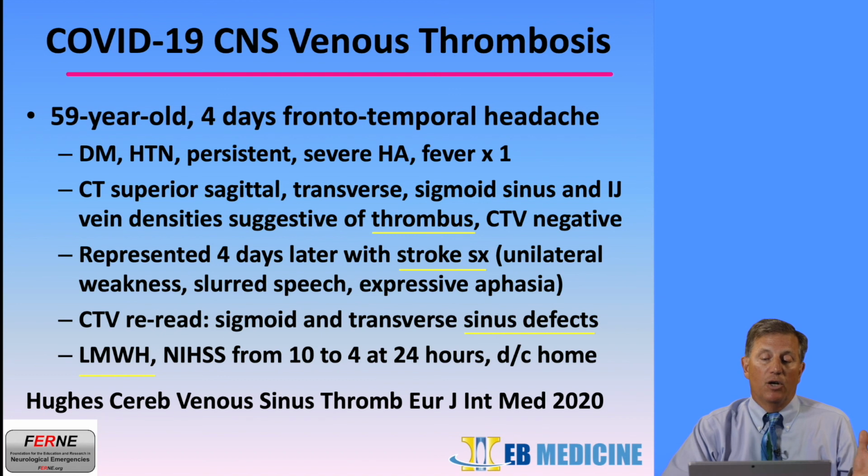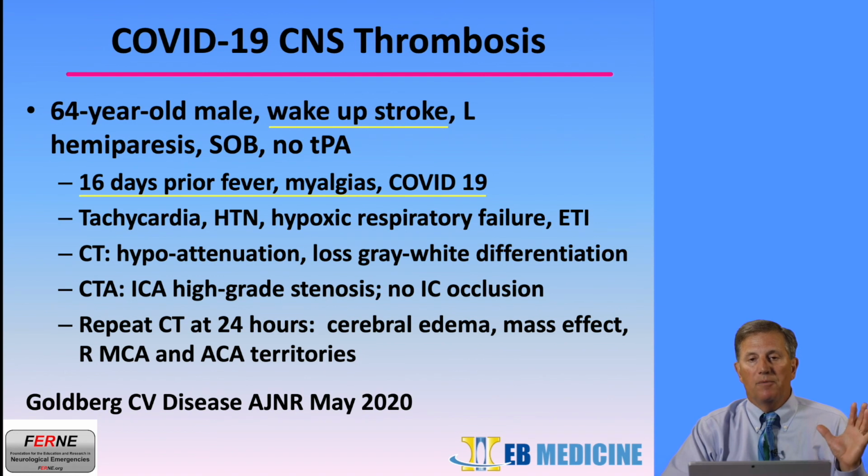We know that CNS venous thrombosis can occur. A thrombus can occur. Stroke symptoms can be found. There can be some sinus problems with this. Low molecular weight heparin is indicated. And you can have straight up stroke or CNS thrombosis, arterial thrombosis. This is a case of a 64-year-old male with a wake-up stroke who had had COVID symptoms 16 days prior with fever and myalgias.